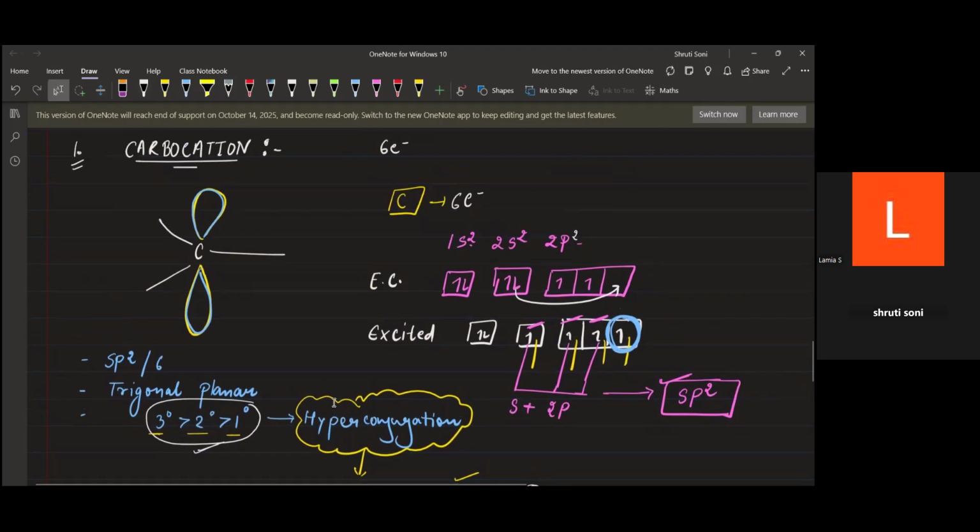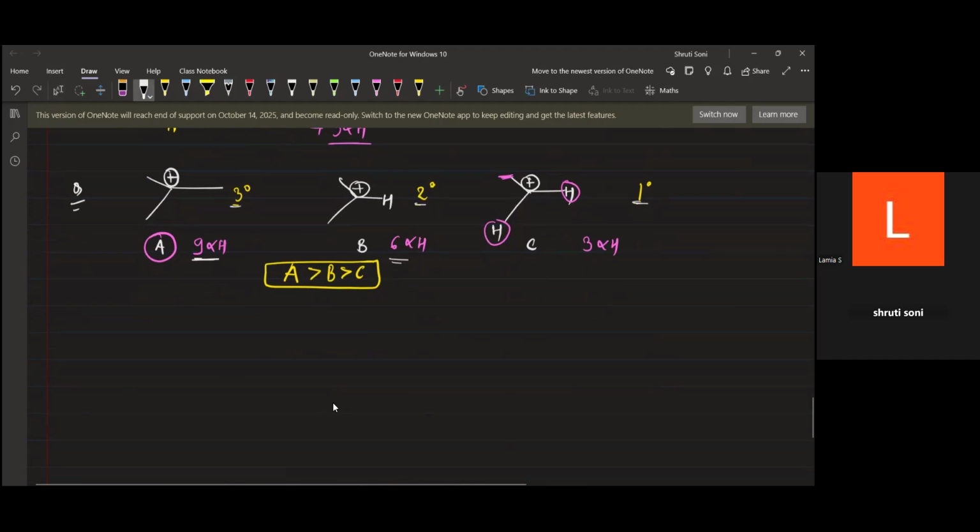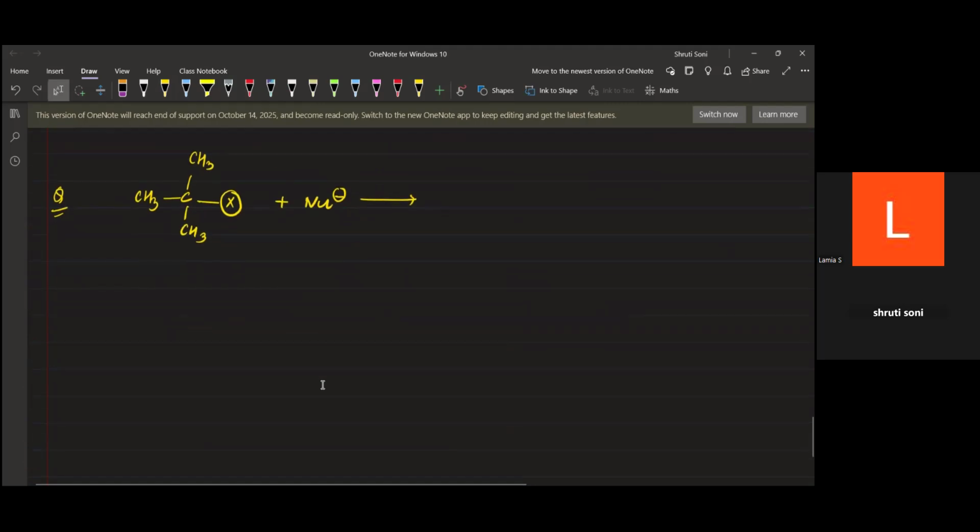Now let's suppose I'm giving you some example of an SN1 reaction. There is a reaction. Can you write down all the steps involved in the reaction? This is an SN1 type mechanism.